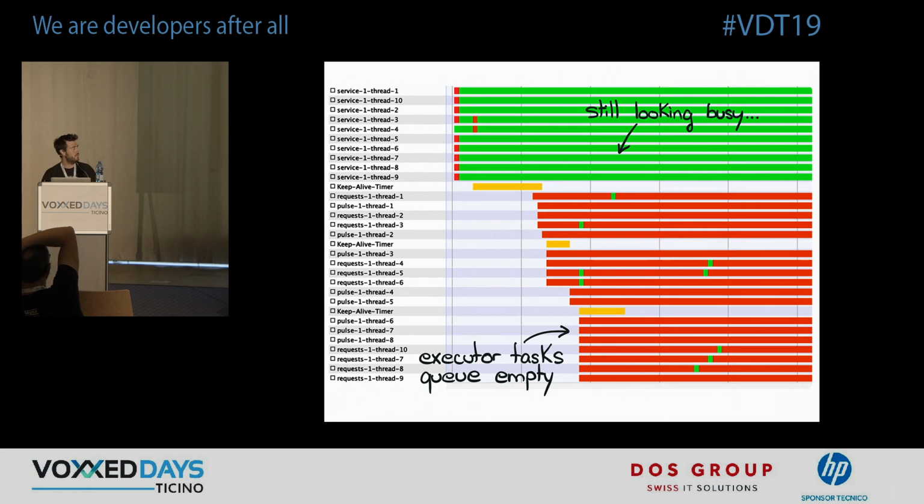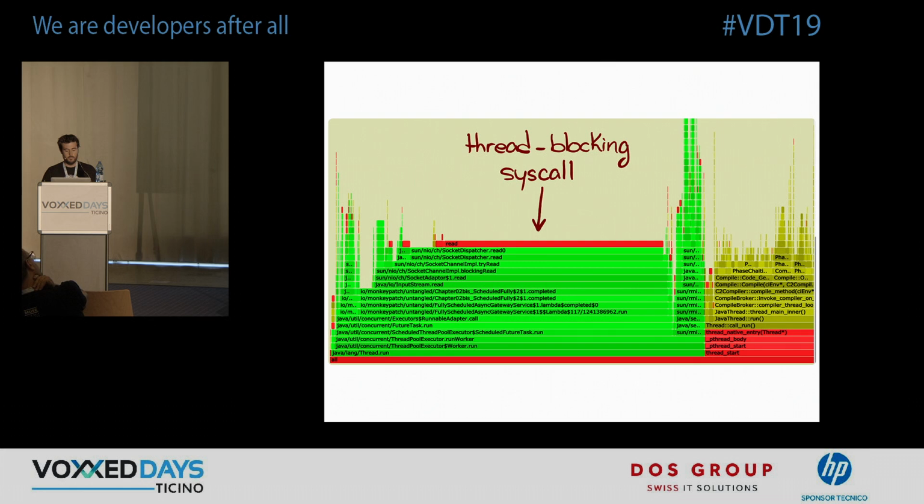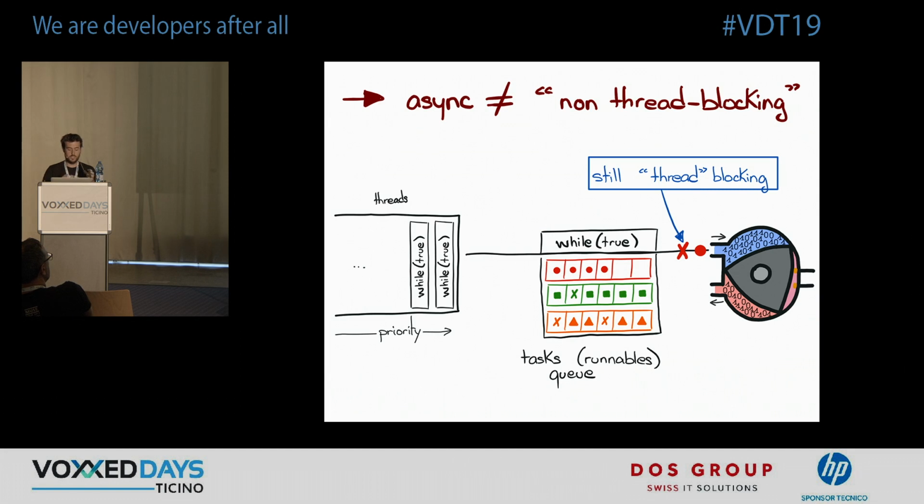But my service requests here still look kind of busy, right? So I think maybe you can see where I'm going. Those threads, because I haven't changed the implementation of my client on purpose, are still doing this blocking read system call. All right? So this is just a quick reminder that async doesn't mean non-thread blocking. They are not synonyms. And we'll see later that asynchronous versus synchronous, and thread blocking versus non-thread blocking, are quite orthogonal.